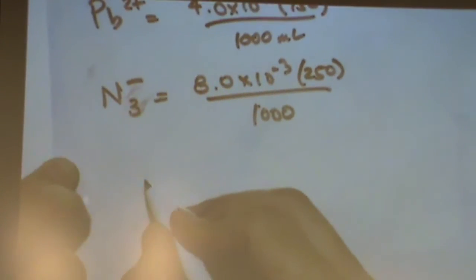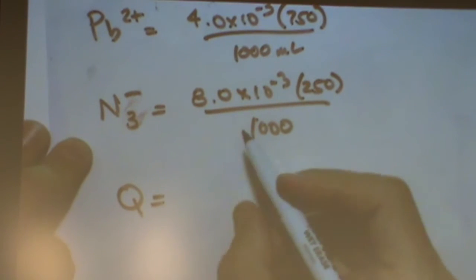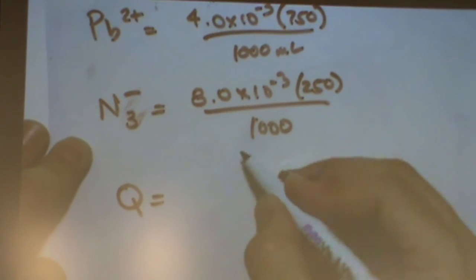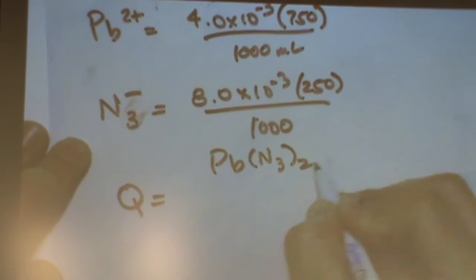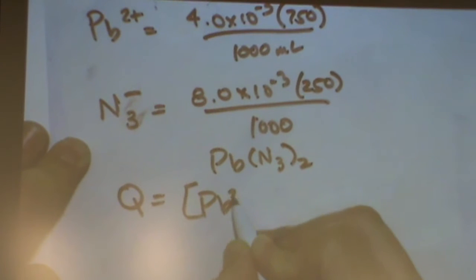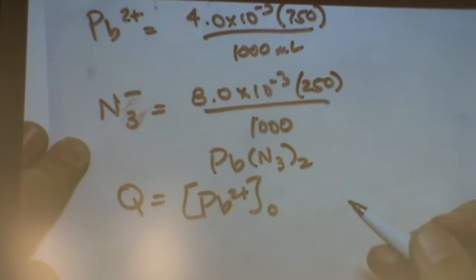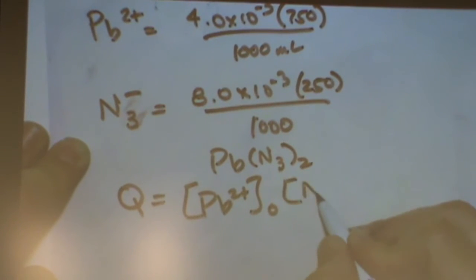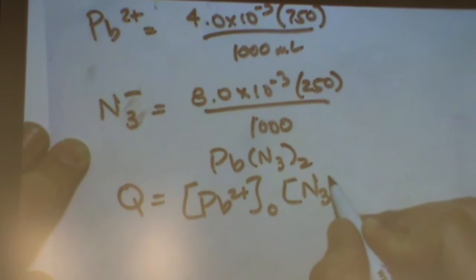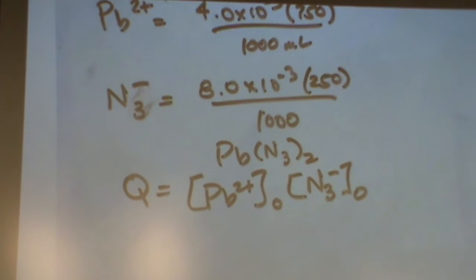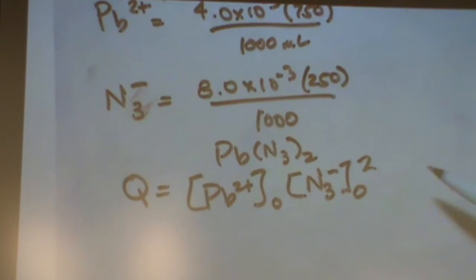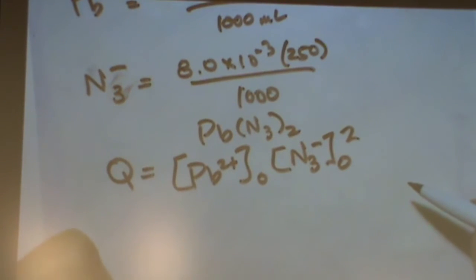Once you have those two numbers, just use Q. Q is, see the compound is PbN32. So I need the initial concentration of the lead times the initial concentration of the N3 minus, the azide. And then which one do I square? First or second? Second. Is that okay? So just plug those numbers down there.